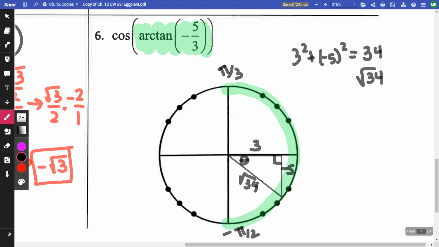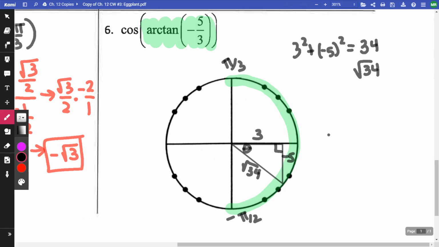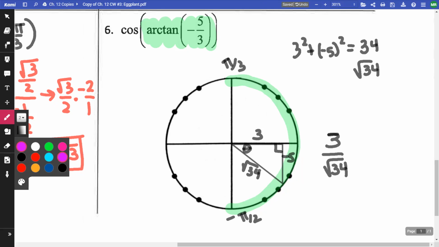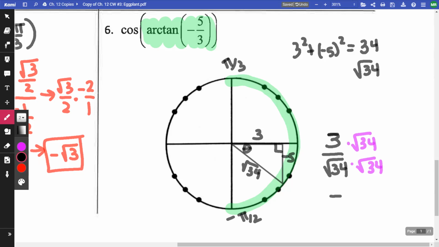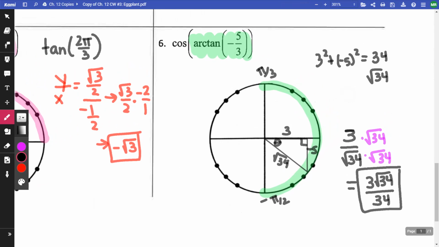So when I want cosine of this same angle, in this particular quadrant, it is going to be adjacent over hypotenuse. We rationalize it, so we're going to multiply top and bottom by root 34. And when I do, my final answer is going to be 3 root 34 over 34. And that's the end of this video.